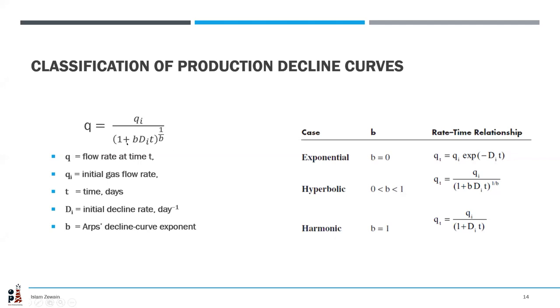For example, if the B is zero, you would have the equation like this: Q T is equal to QI exponential minus DI multiplied by T, and this is the exponential decline. If B has a value between zero and one, it would be hyperbolic. The aggressive case would be harmonic, which will be equal to one. And this would be the equation for every case.